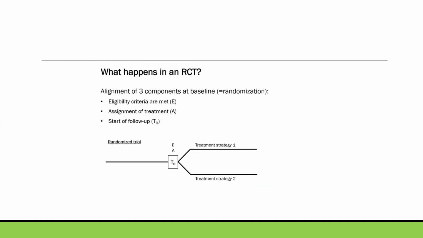So what happened in the RCT? What is the ideal RCT? Usually three things align when we do randomization. One, eligibility criteria. Once an individual has fulfilled the eligibility criteria and is assigned to treatment, you must start the follow-up. That is the ideal RCT, whether it is a pragmatic or a normal efficacy trial. Once you define eligibility criteria and assignment, you should start follow-up of your treatment strategy, whether they are assigned to this treatment or to the control.